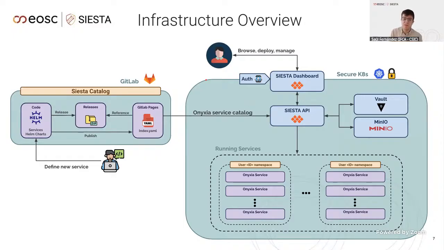All the services are defined on GitLab catalogs, so the SIESTA API is retrieving this service information, exposing it to the user, and managing the life cycle of the service the user wants to deploy. Also, this SIESTA API is connected with a Vault instance for secret management and to a MinIO instance for storage management, in a way in which users can interact with Vault and MinIO from inside the platform and also access the resources on the deployed services.